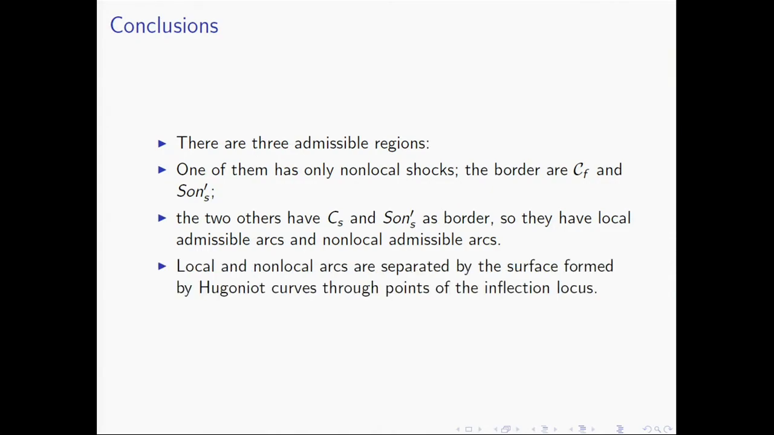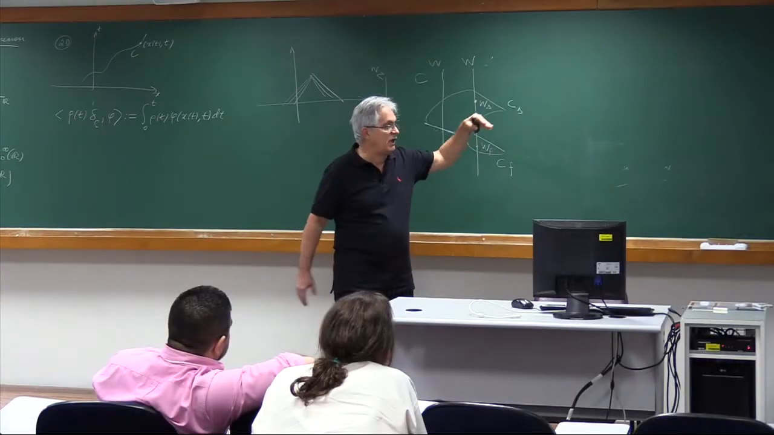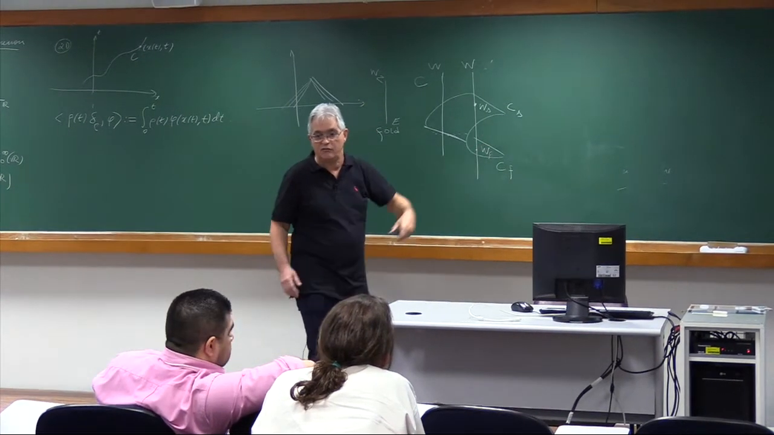Local and nonlocal arcs are separated by a surface formed by curves through the inflection locus. In the region where we have sonic prime S, we have local and nonlocal shocks, or sonic shocks and local shocks, and the region is separated by the surface generated by Hugoniot curves through the inflection locus.